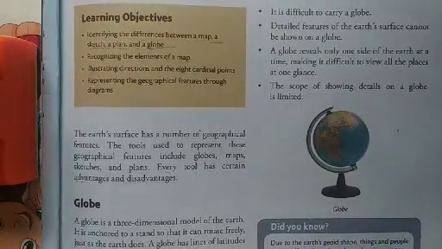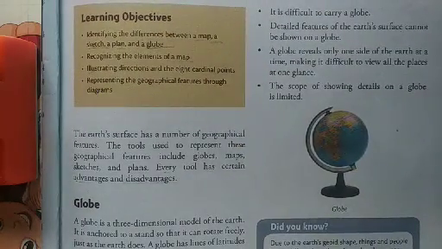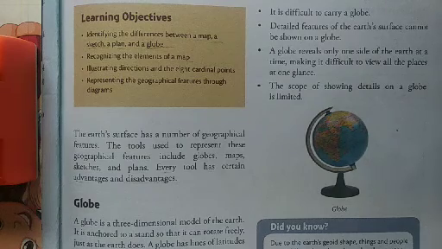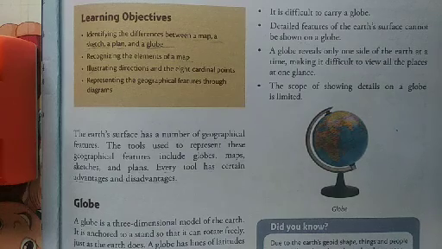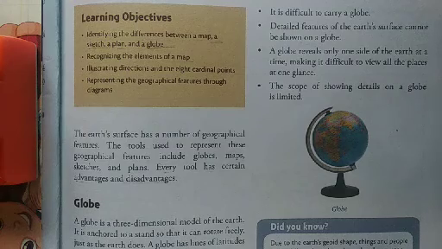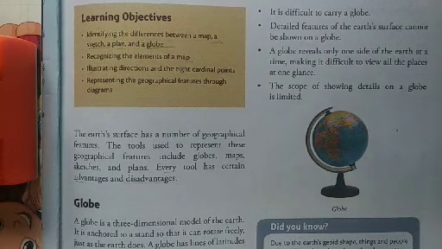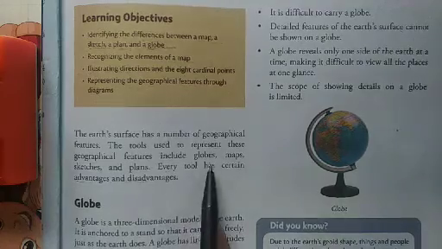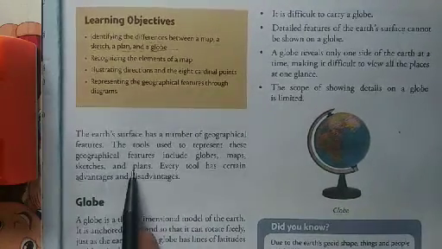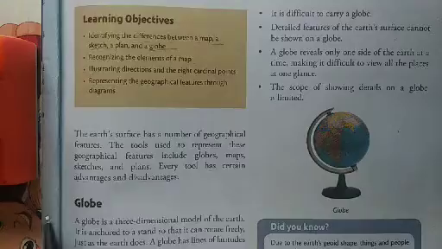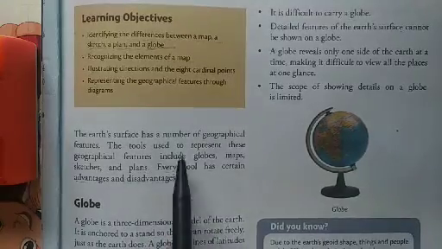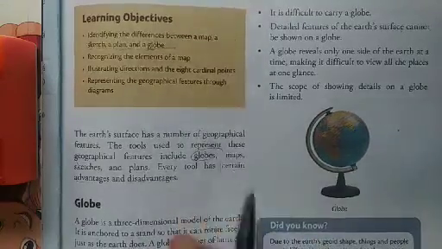So the chapter begins. The Earth's surface has a number of geographical features. The tools used to represent these geographical features include globes, maps, sketches and plans. Every tool has certain advantages and disadvantages. So we will be learning about how we recognize the geographical features of our Earth. We will start with the first tool, that is the globe.